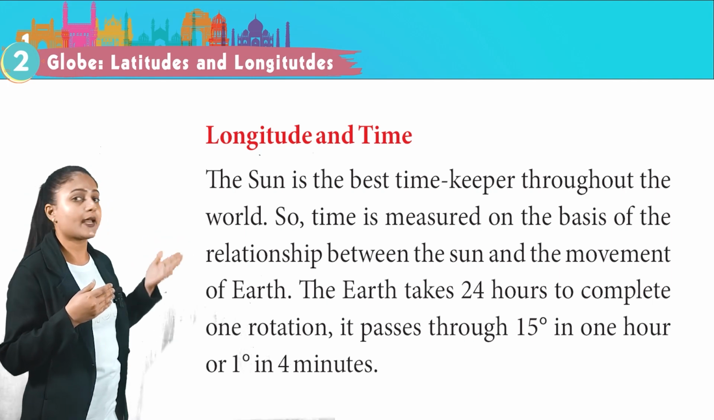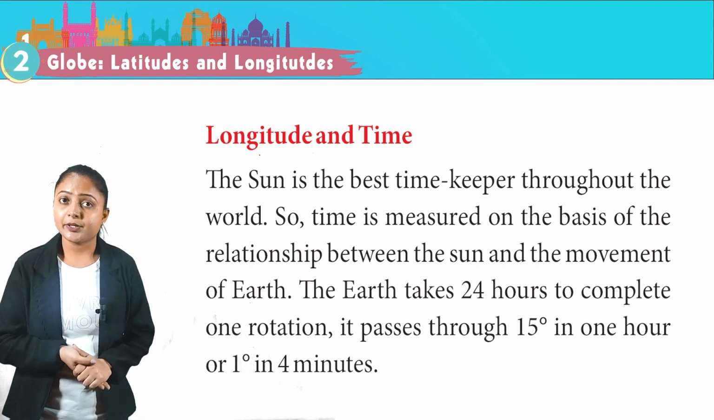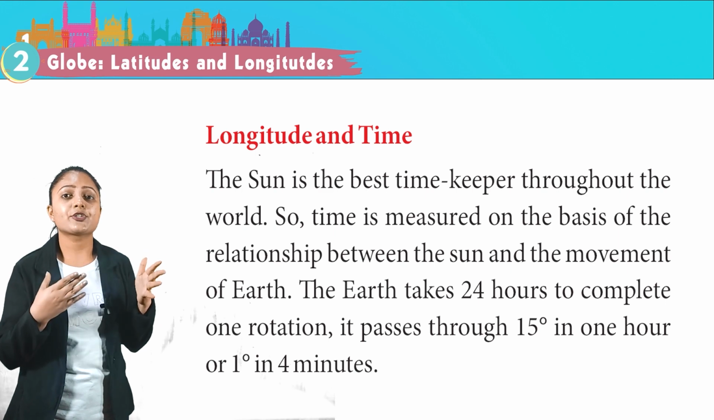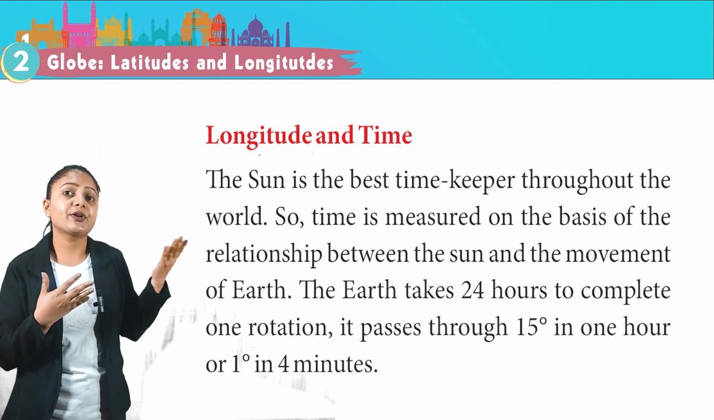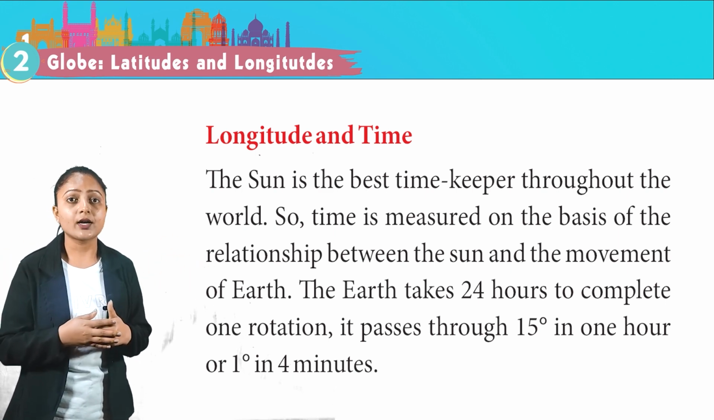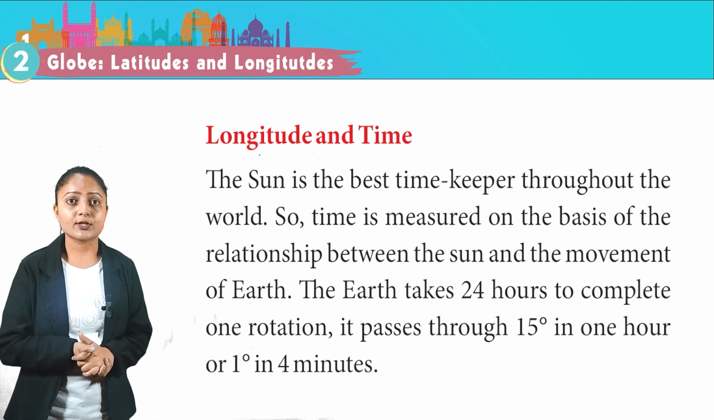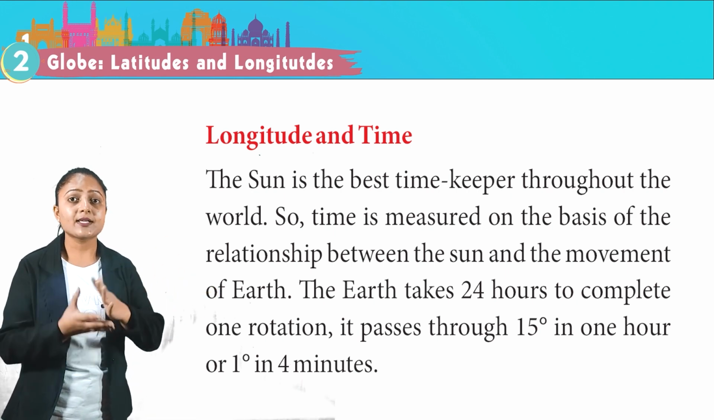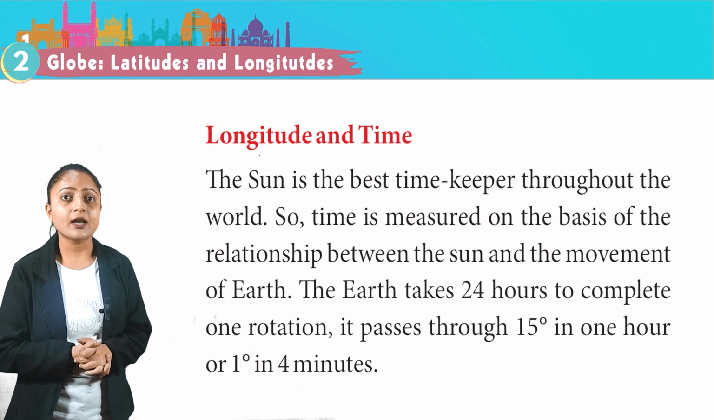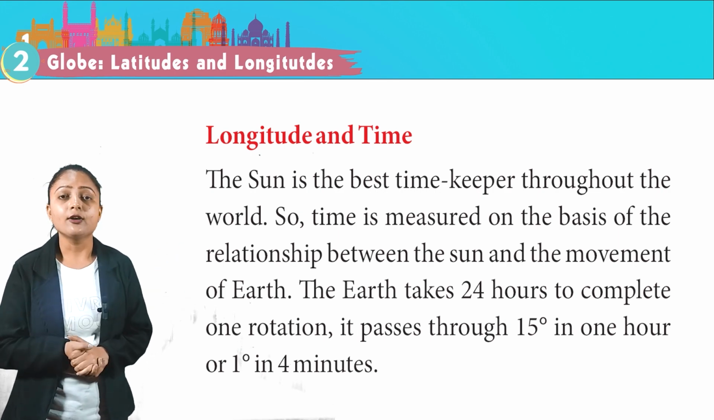Longitude and time. The sun is the best timekeeper throughout the world, so time is measured on the basis of the relationship between the sun and the movement of Earth. The Earth takes 24 hours to complete one rotation. It passes through 15 degrees in 1 hour, or 1 degree in 4 minutes.